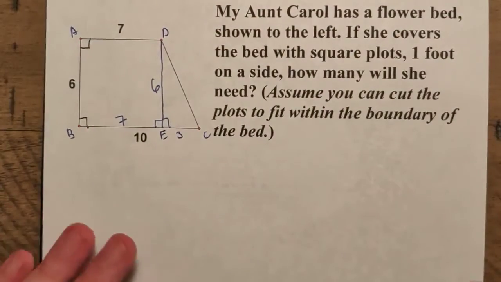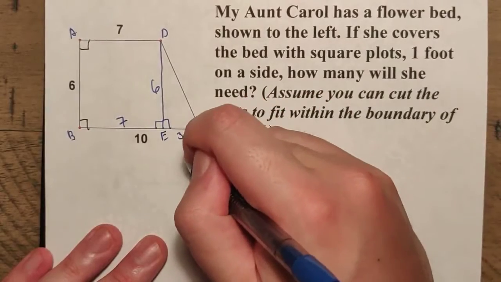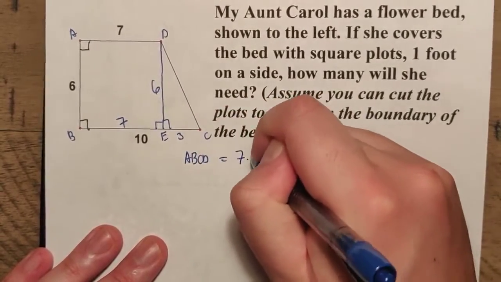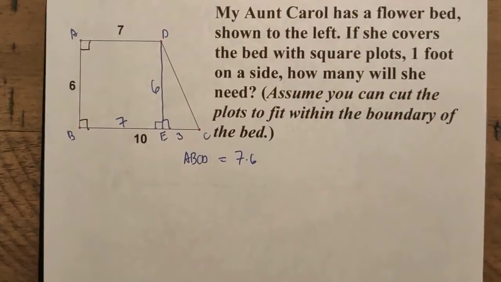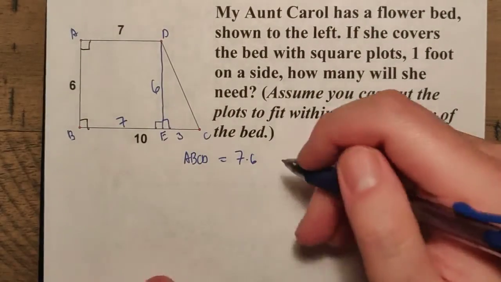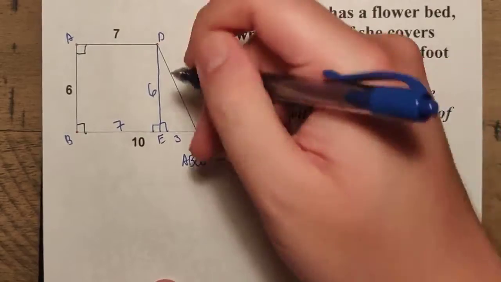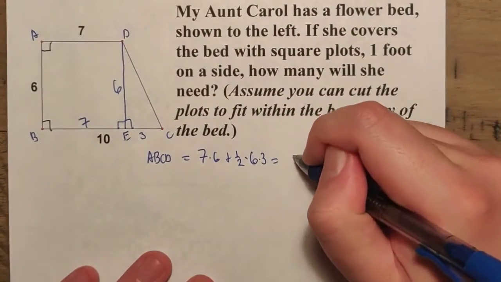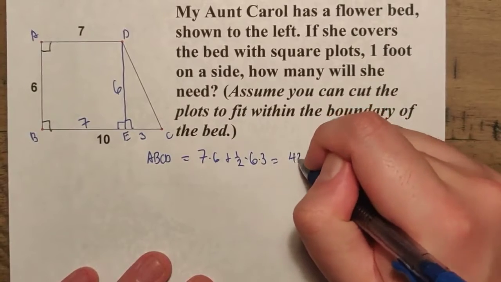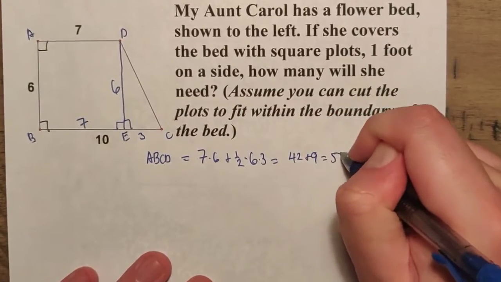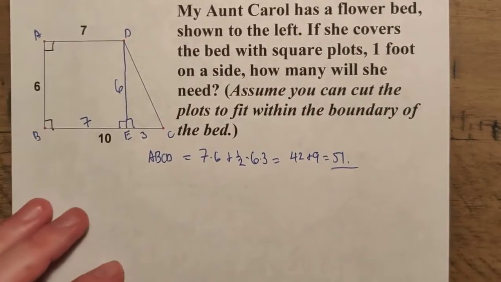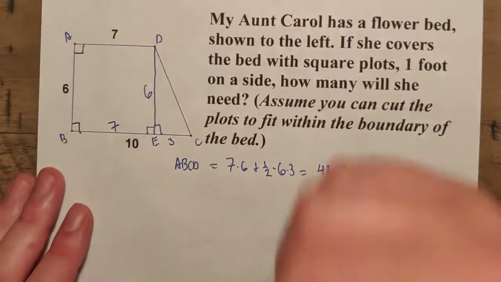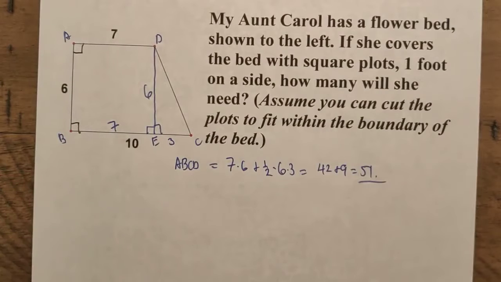So note that the quadrilateral ABCD has an area equal to 7 times 6, because the rectangle is not hard to show, right? We know that, plus 1/2, since this is a triangle, it's going to be 1/2 times 6 times 3. So in this situation, this is going to be 42 plus 9, which is 51, right? And we see that ABCD has 51 of these, we can take 51 of these square plots and plop them into this flower bed, right?